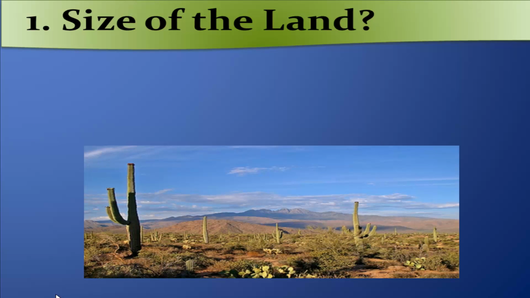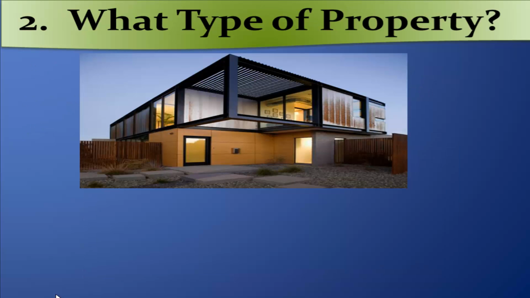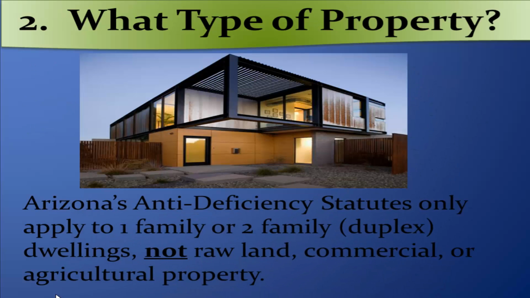The size of the land. Arizona's anti-deficiency statutes only apply to property that is 2.5 acres or less. If it's more than 2.5 acres, the property is not qualifying property, and both of Arizona's anti-deficiency statutes are irrelevant. Secondly, what's the type of property? The anti-deficiency statutes only apply to a 1-family or 2-family dwelling, not raw land, commercial property, or agricultural property. Only residential, single-family, or 2-family dwellings.